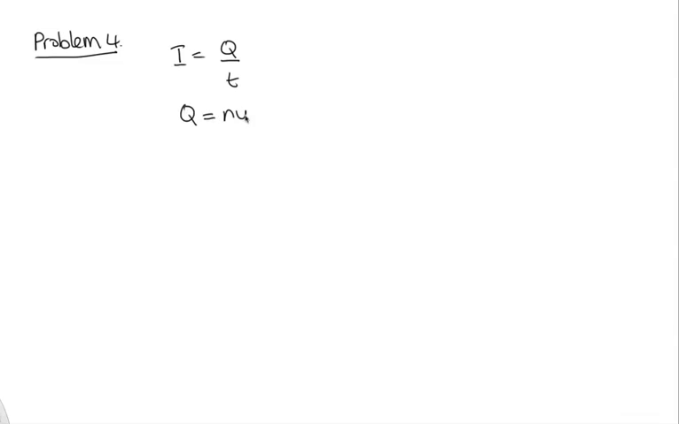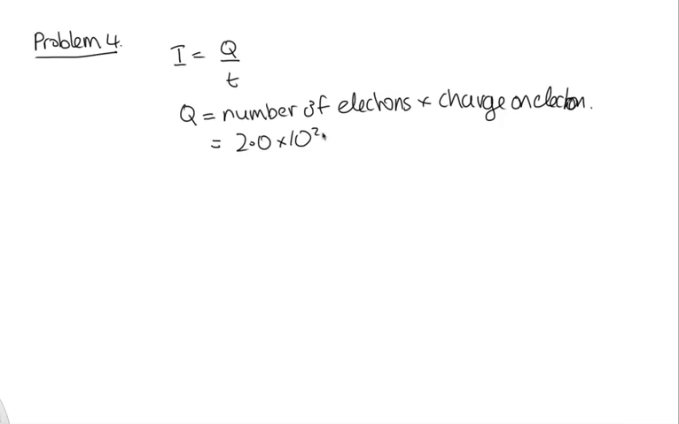So the charge will be equal to the number of electrons times the charge on an electron. So we're told that we've got 2.0 times 10 to the 20 electrons, and the charge is 1.602 times 10 to the minus 19. Now we don't need to worry about the negative sign here. Electrons have a negative charge, but that will just determine in which direction in the wire they will flow. It won't change the magnitude of our answer. So solving this on the calculator, we get 32.04 coulombs.